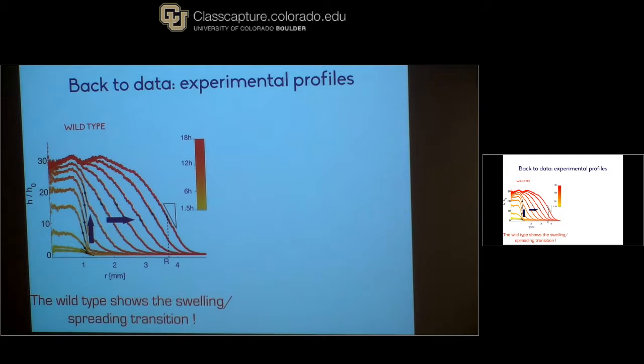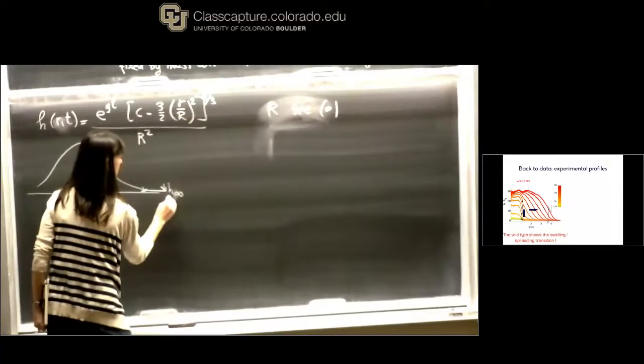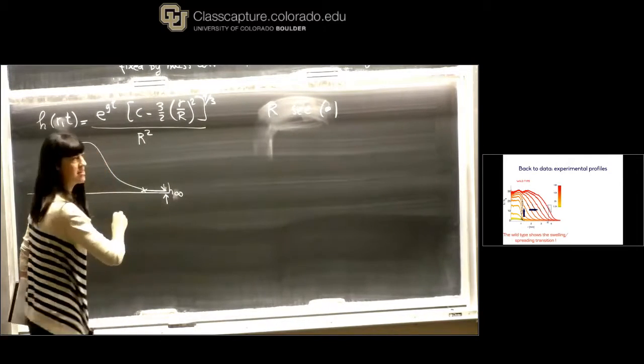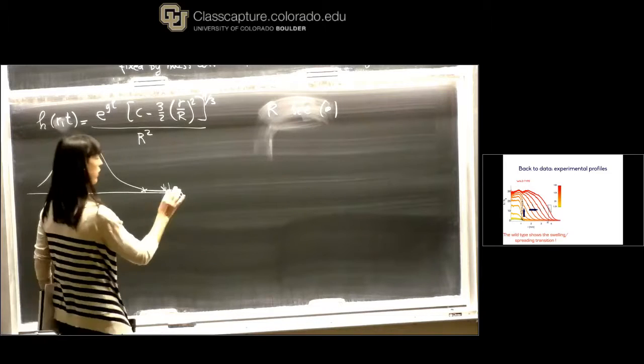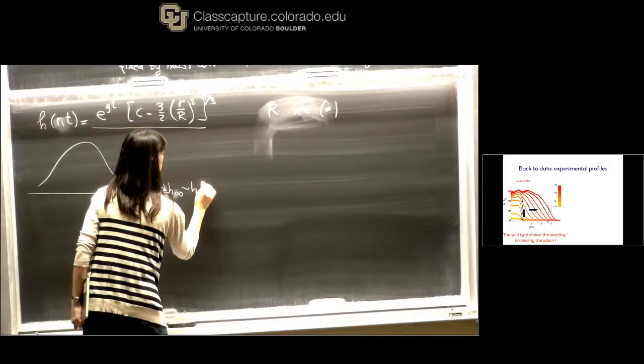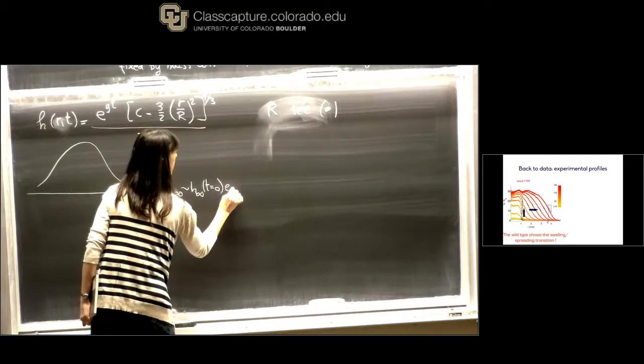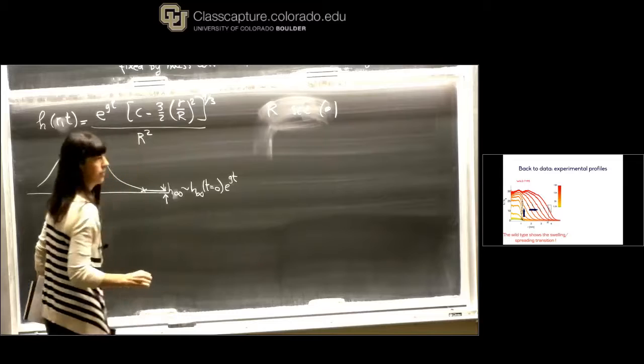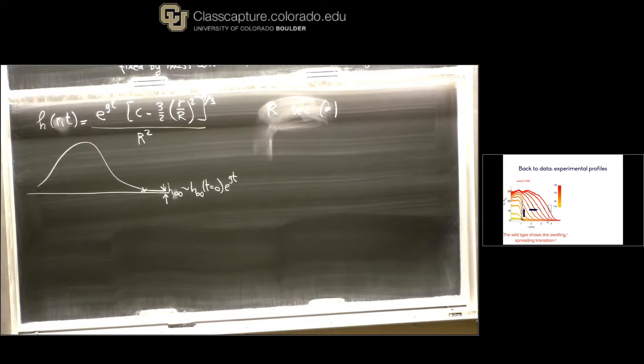So the boundary condition I chose here was the following. Let's say that this self-similar solution applies until the point where H reaches H infinity, this height, where H infinity has a different dynamics, and it's growing, in fact. H infinity at time 0 times e to the gt. Okay, this is just motivated by experimental observation.